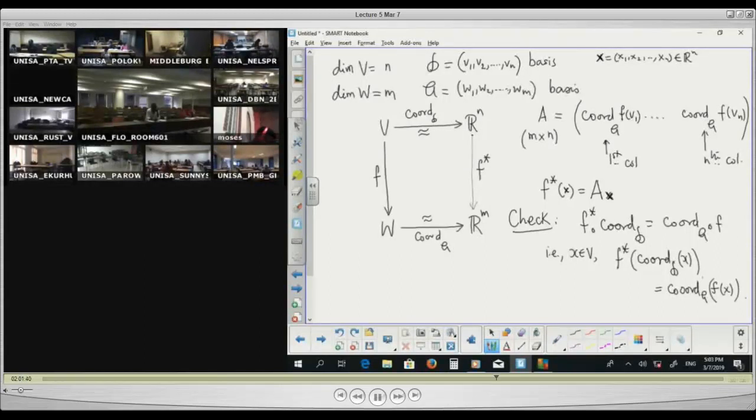So this matrix is often called, and this turns out to be the unique such linear transformation. So F star is a linear transformation which therefore determines or represents this linear transformation F. And this is called the matrix of this F. This is called the matrix representation.